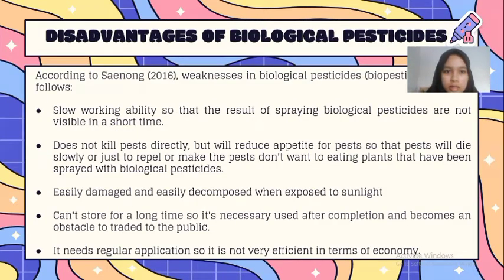The next is disadvantages of biological pesticides. According to Sino 2016, weaknesses in biological pesticides such as first, slow working ability so that the result of spraying biological pesticides are not visible in a short time. Second, doesn't kill pests directly, but will reduce appetite for pests so that pests will die slowly or just to repel or make the pests don't want to eat plants that have been sprayed with biological pesticides.